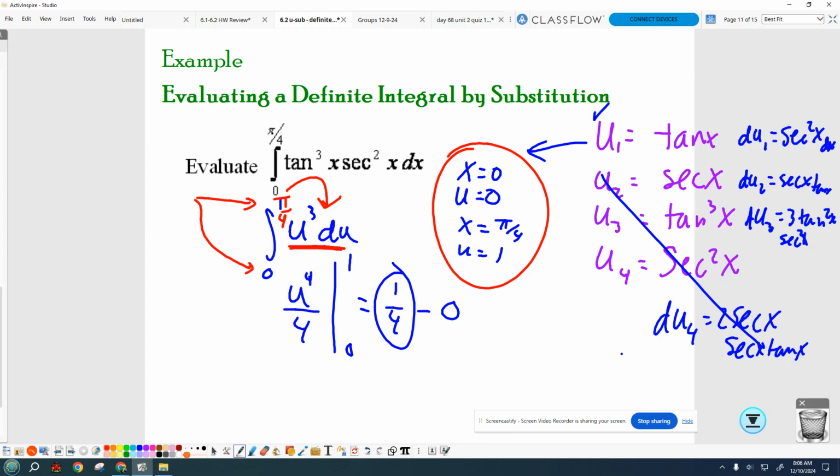Will it work if I plug X back in and use the 0 and pi over 4? If you go all the way, you have these U values and then you go back and you take this simple to plug in 1 to the 4th and 0 to the 4th. If you insist on making it be back in X values, it's a waste of time. It introduces more spaces to make mistakes. If you go back to X and plug in X values correctly, that's okay. And again, it's a waste of time, introduces places to make mistakes. Kind of like tangent back in.